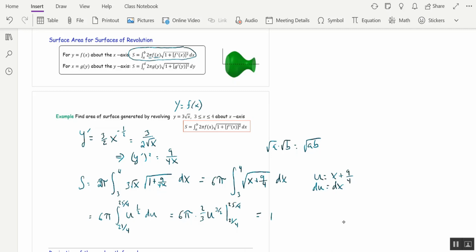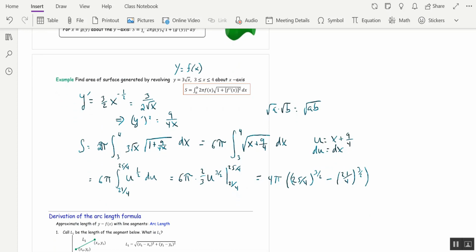All right, well, that gives us 4 pi as our constant. And then when I put 25 over 4 in for u, I get 25 over 4 to the 3 halves. And then it's going to be minus 21 over 4 to the 3 halves. Okay, and let's just have some fun with this. Let's take it as far as we can without using a calculator. So this is 4 pi. 25 over 4 to the 3 halves we can do without a calculator. That's 125 over 8. And then 21 to the 3 halves we're going to leave as it is.